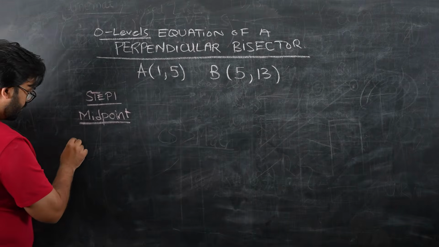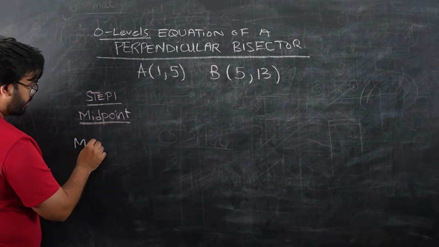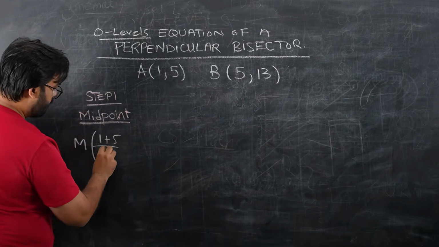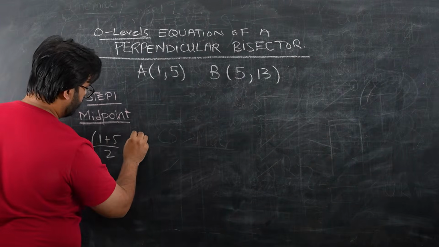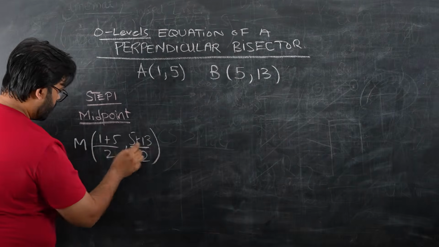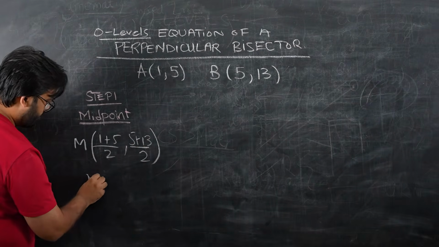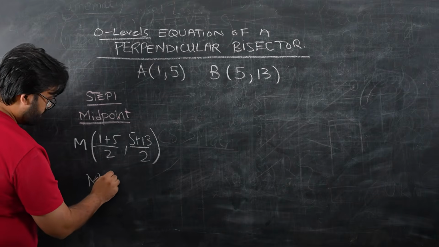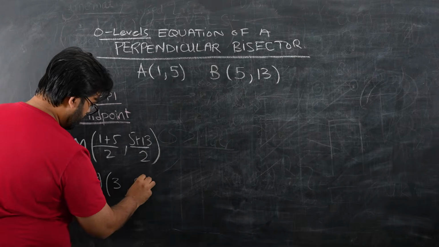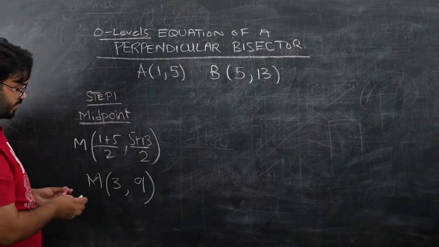So I am going to mark M as the midpoint. So this will be 1 plus 5 over 2 and 5 plus 13 over 2. So the first work is to find the midpoint of these 2 points, and this is basically 6 over 2 will become 3 and 9. So 3, 9 is the midpoint of these 2 points.